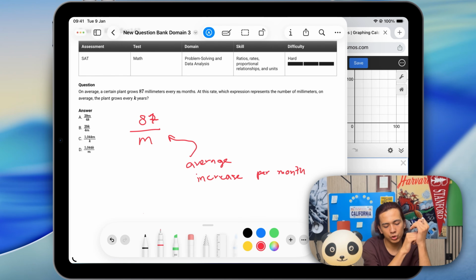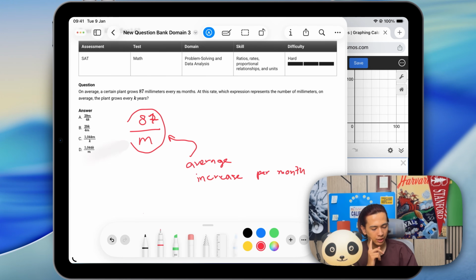And then at this rate, which expression represents the number of millimeters on average the plant grows every year? Now you want to talk about how much it grows in a certain number of years, maybe in 1 year, in maybe 2 years, in maybe 3 years, right? So this expression gives you how much it increases by in 1 month, right? And then k years in months is going to be 12 times k months.